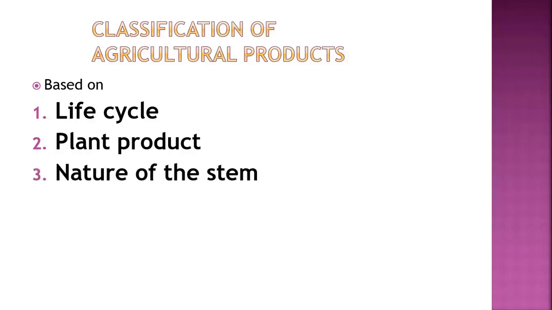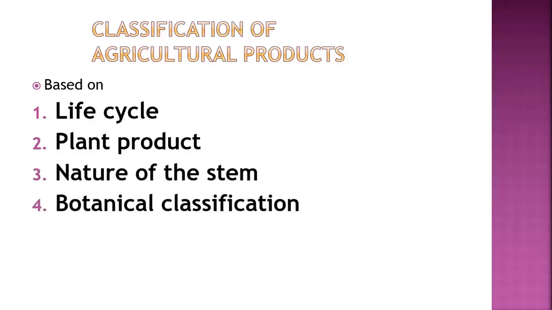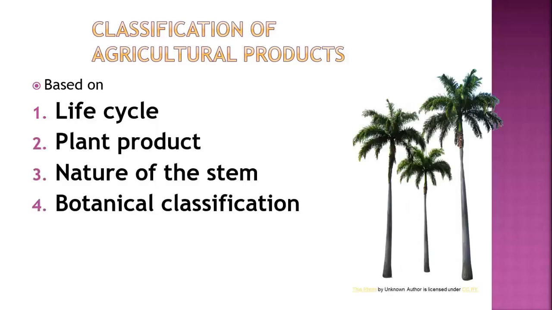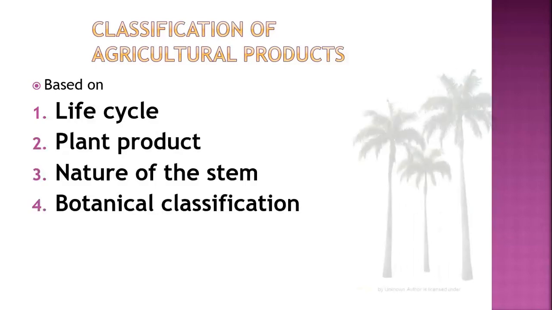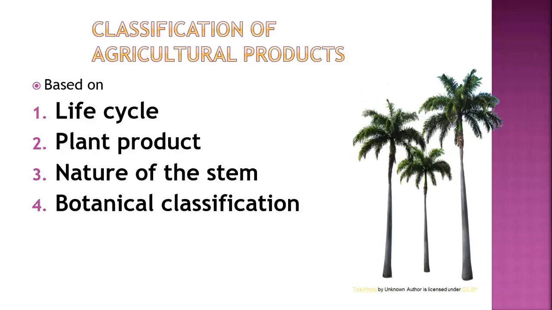And the classification will be based on 1. Life cycle. The second area is plant products. The third area is on the nature of the stem. And the fourth area is the botanical classification. For the benefit of our lesson today, our focus is going to be majorly on the life cycle. All right? On the life cycle. So what life cycle are we dealing with here? We are dealing with life cycle of different plants.